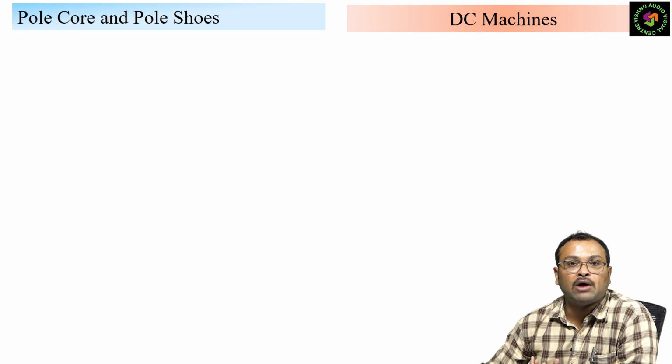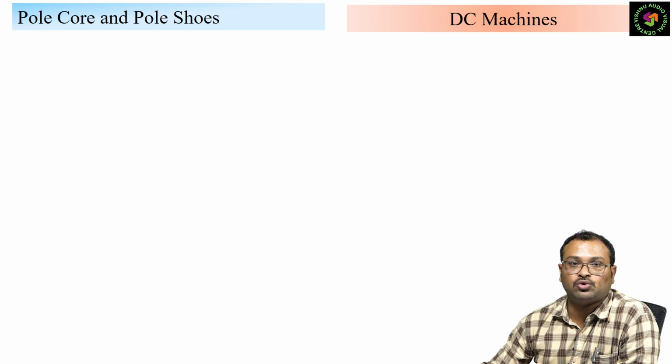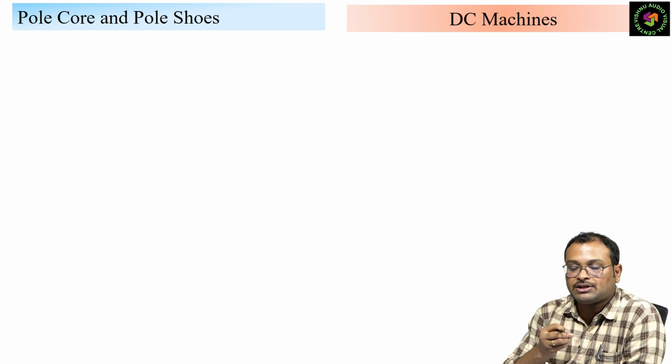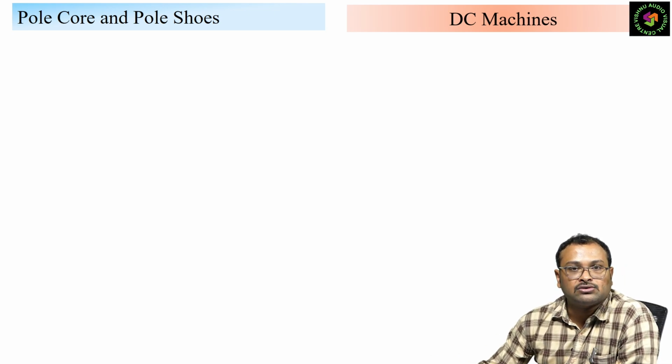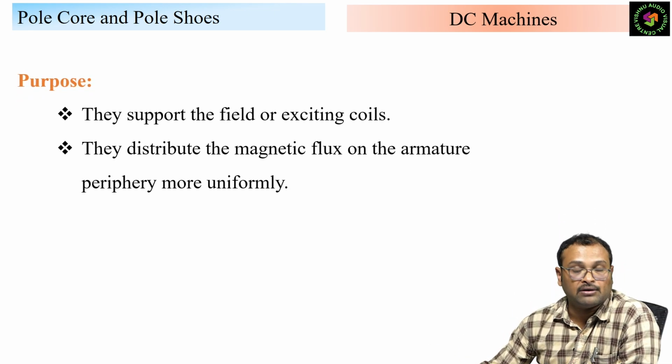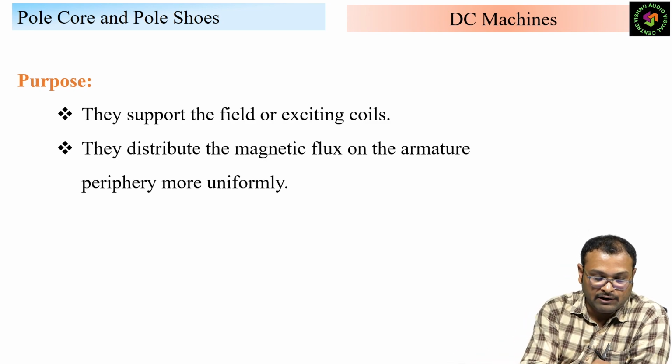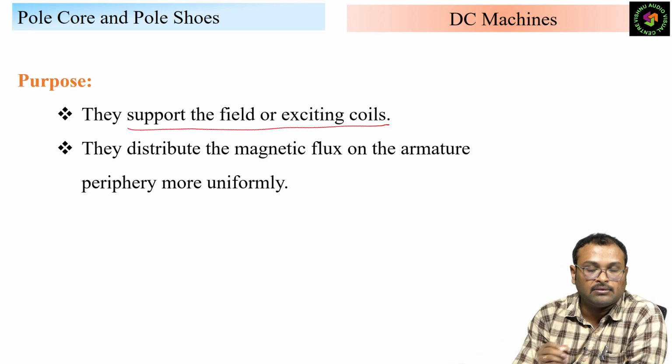So in the pole, we have to generate the magnetic poles. As I told before, we want the magnetic field system, so we have to create that magnetic field system. So for that flux, we want a magnetic pole core and pole shoe. The core has to distribute the magnetic flux, and the shoe will be useful for that. The main purpose is that it will support the field windings or field coils.